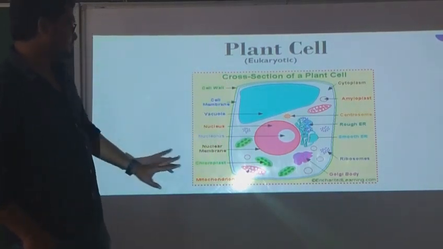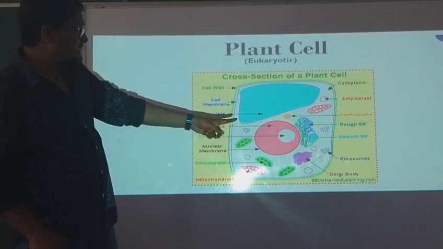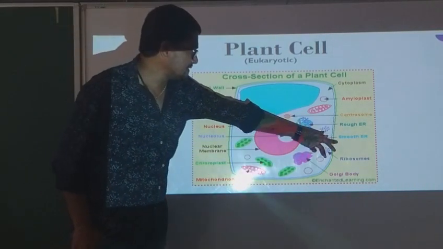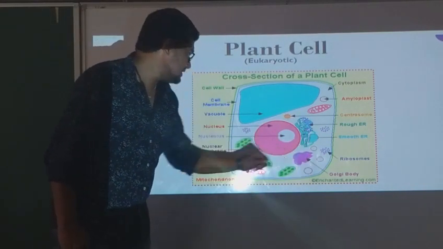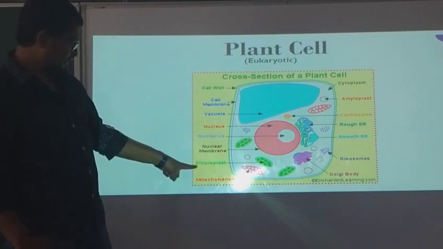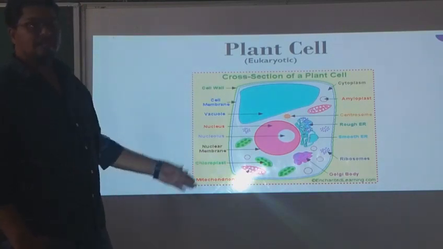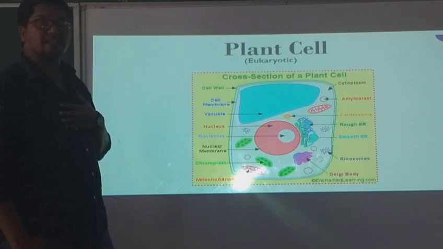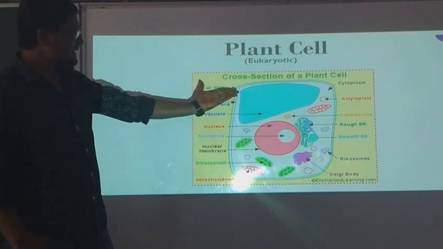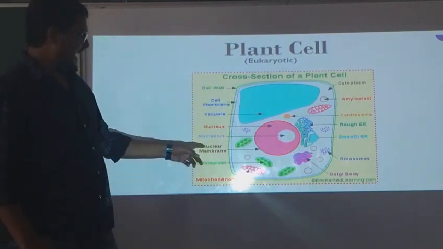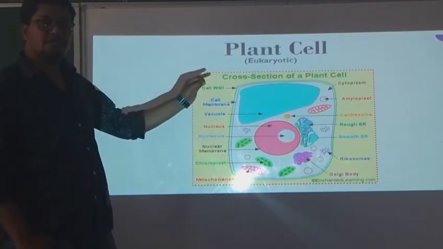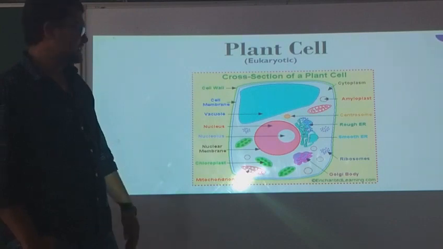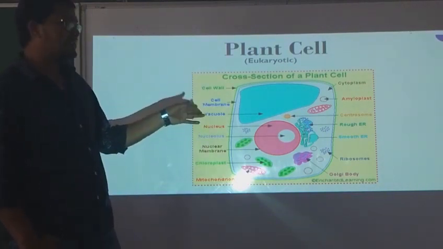And I was telling you, you can see all other cell organelles are common, like rough and smooth endoplasmic reticulum, ribosomes and Golgi bodies, but the important difference you can see here is the chloroplast. This chloroplast is a type of plastid, and plastids are absent in animal cells and present only in the plant cell. The plastids containing chlorophyll are called chloroplasts, which help in the function of photosynthesis.